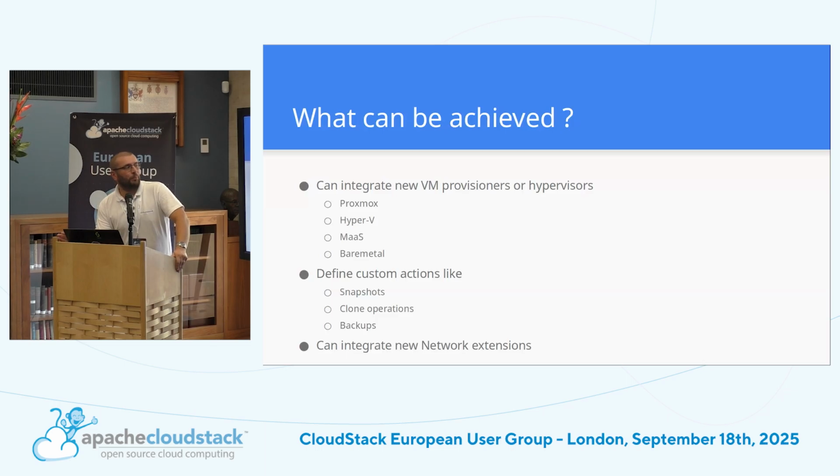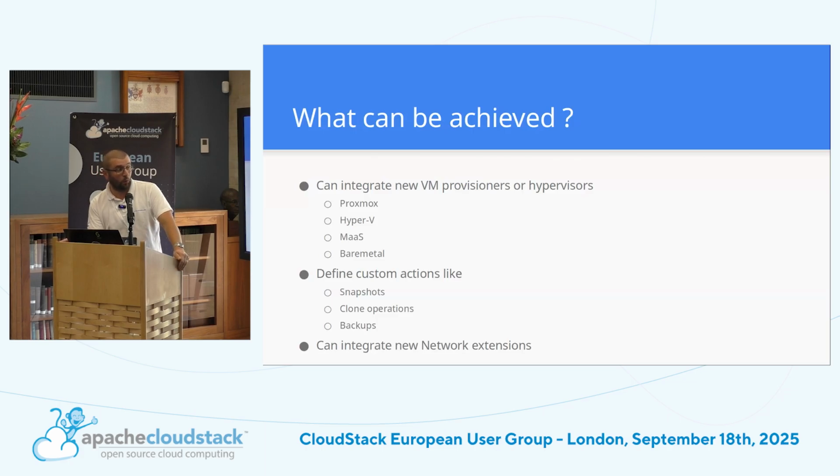So today you can deploy instances on Proxmox and Hyper-V, with MaaS coming. MaaS is a product from Canonical, and it allows you to deploy bare metal. And of course other bare metal frameworks, or really anything that you can script to convince them to do what you want to do.